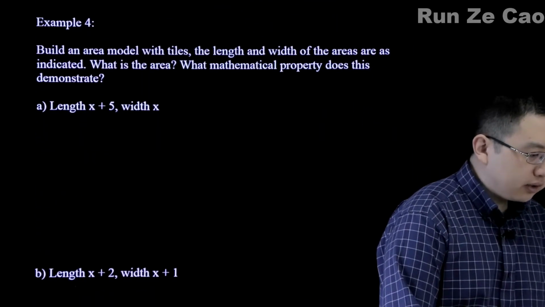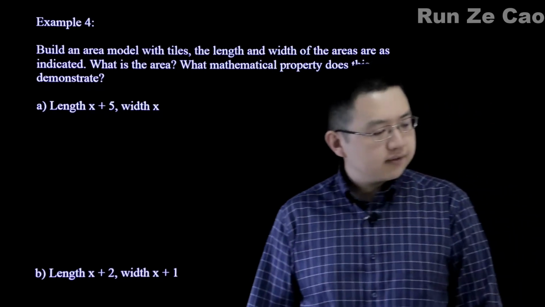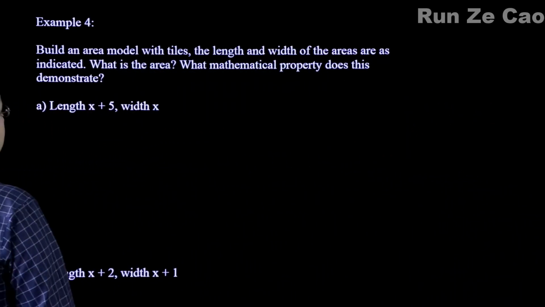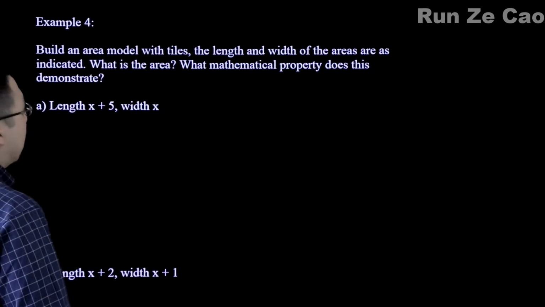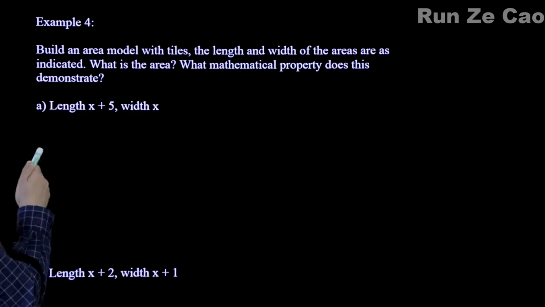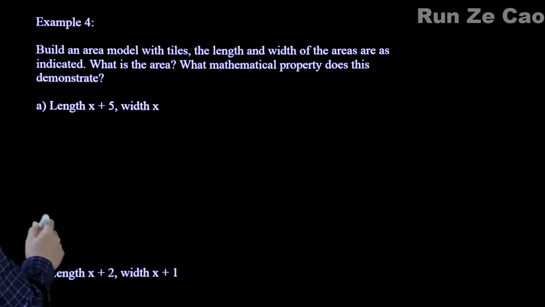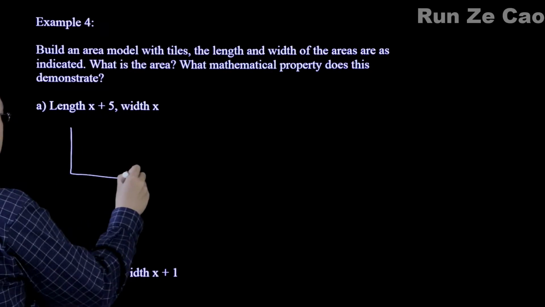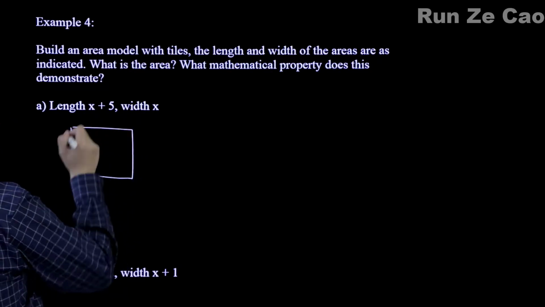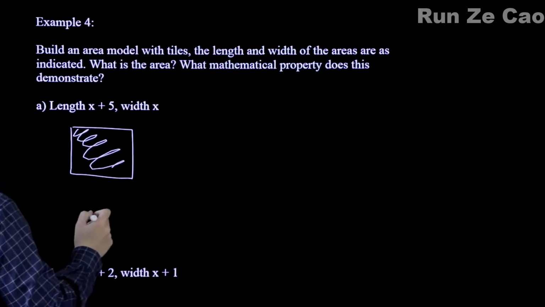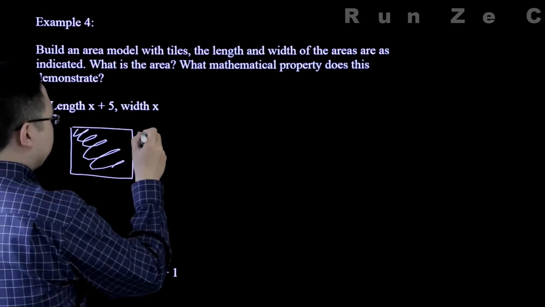Alright, example 4. Build an area model with tiles. The length and the width of the area are as indicated. What is the area? What mathematical property does this demonstrate? Well then, here we have length x plus 5 and width of x. Okay, let's start with an x squared. And then length x plus 5.